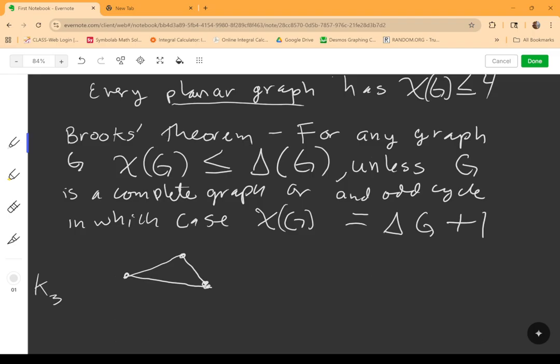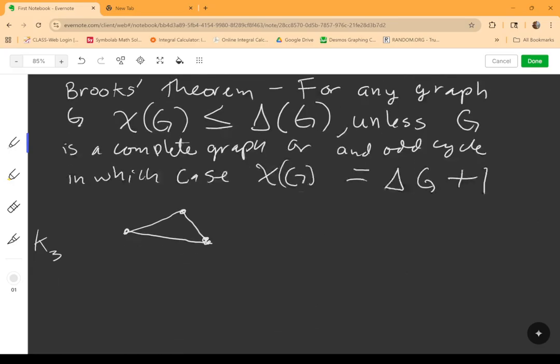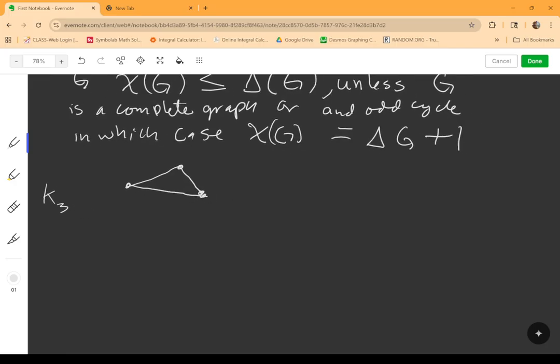Now this odd cycle one, we're bounded there, again for the same reason. So let's say we had a different type of graph here. In this case, the chromatic number is the degree plus 1.